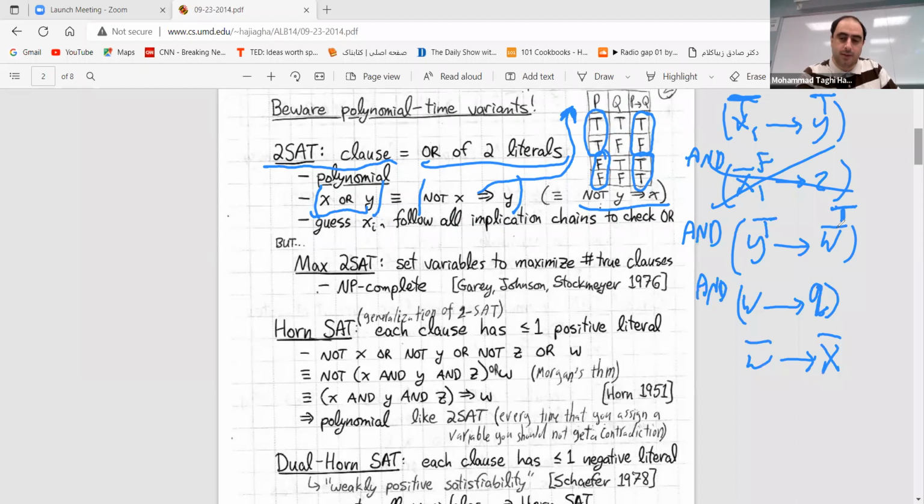So because W bar was true, this means that X bar also should be true. This is a contradiction. Good. So anytime you start from one variable and continue greedily through the set of implications, if you reach a contradiction, you will come back and change that variable.